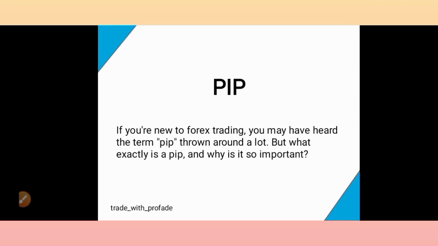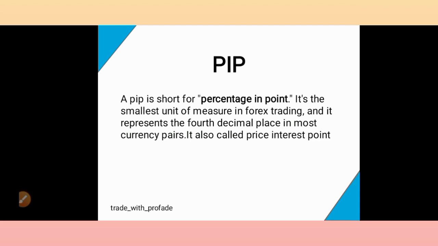Today we want to talk about PIPs. So if you are new to Forex Trading, you have probably heard the term PIP thrown around a lot. But what exactly is a PIP and why is it so important? Let's talk about it. A PIP is short for percentage in point. I call it price interest point, and I believe many people call it that too. It is the smallest unit of measure in Forex trading, and it represents the fourth decimal place in most currency pairs.